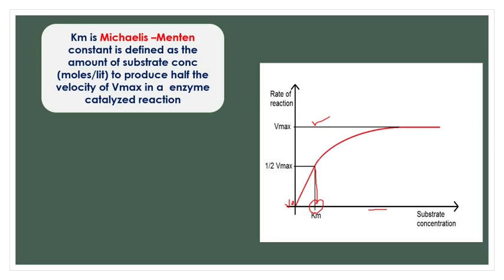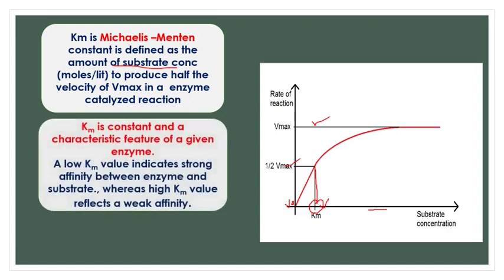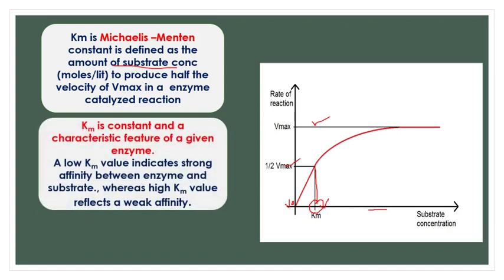It is defined as the amount of substrate concentration, which is always counted in moles per liter, to produce what? Half the velocity of Vmax. Where is it produced? Here. How much substrate concentration is required? This much. This is termed as the Michaelis Menten constant. It is a very important characteristic feature of a given enzyme.